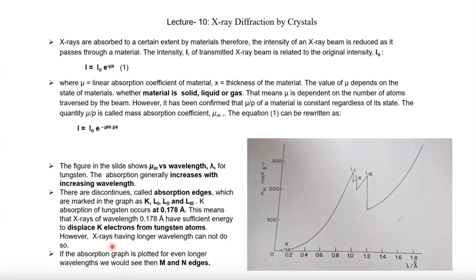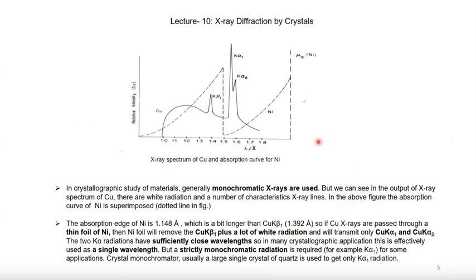Another point we have to see is that we are talking about the K absorption edge, L absorption edge, etc. What about the M absorption edge and N absorption edge? If we continue this graph to higher wavelength, we will also notice the discontinuities for the M and N shells, and that's what we call M and N edges. But in crystallography, we do not use these. We only use the K absorption edge to talk about absorption.